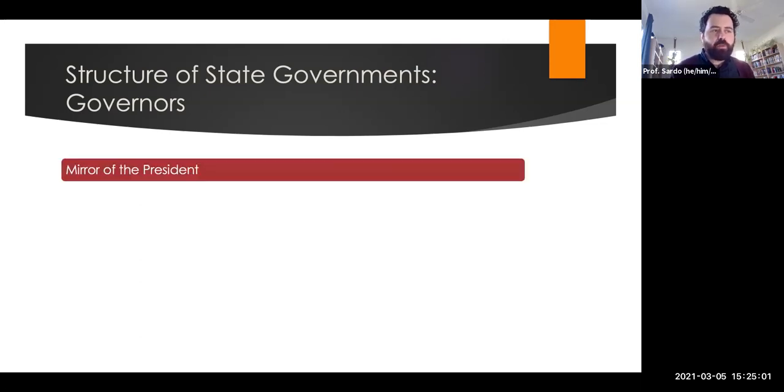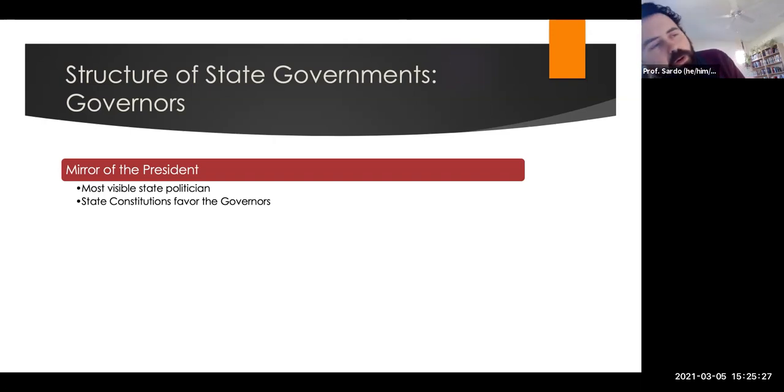All states have a governor that mirrors the president, as the executive branch. They are the most visible state politician. They hold office singularly and are in office year round, rather than just when the legislature is in session, right? So they are always in the public eye. And often the state constitutions empower the governors vis-a-vis the legislature much more than the president is empowered by the federal constitution. So the governor tends to have more autonomy and more powers with respect to the legislature than the president does with respect to Congress.